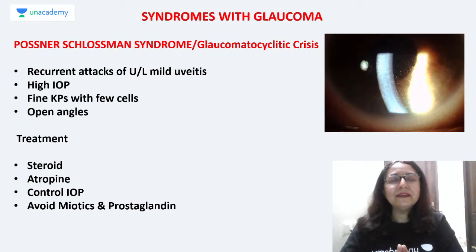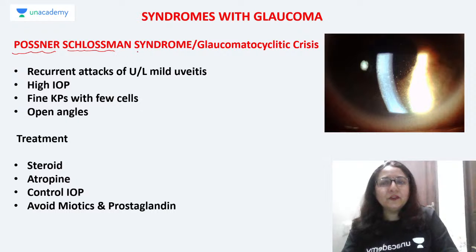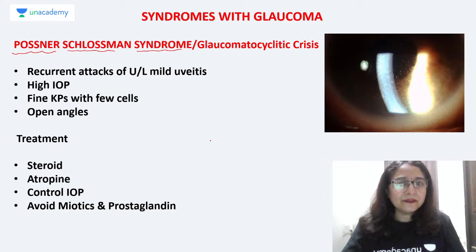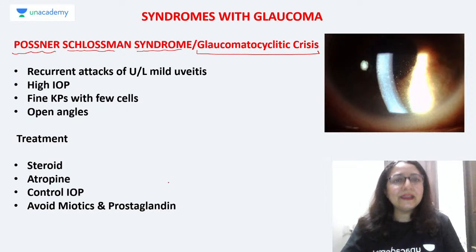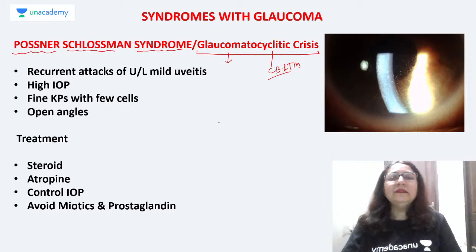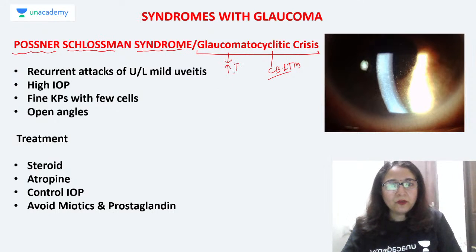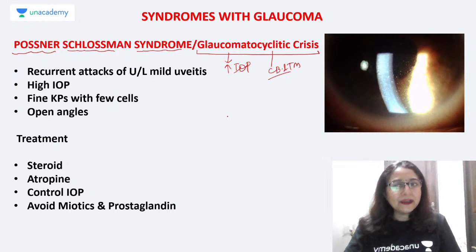With glaucoma, that is increased intraocular pressure, the first one we are going to discuss is your Posner-Schlossman syndrome, which is also given the name glaucomatocyclitic crisis. So here the name itself suggests what is happening. Cyclitic means inflammation of the ciliary body and trabecular meshwork. Glaucomatous means increase in intraocular pressure. Okay, so the clinical features of this syndrome are very characteristic.